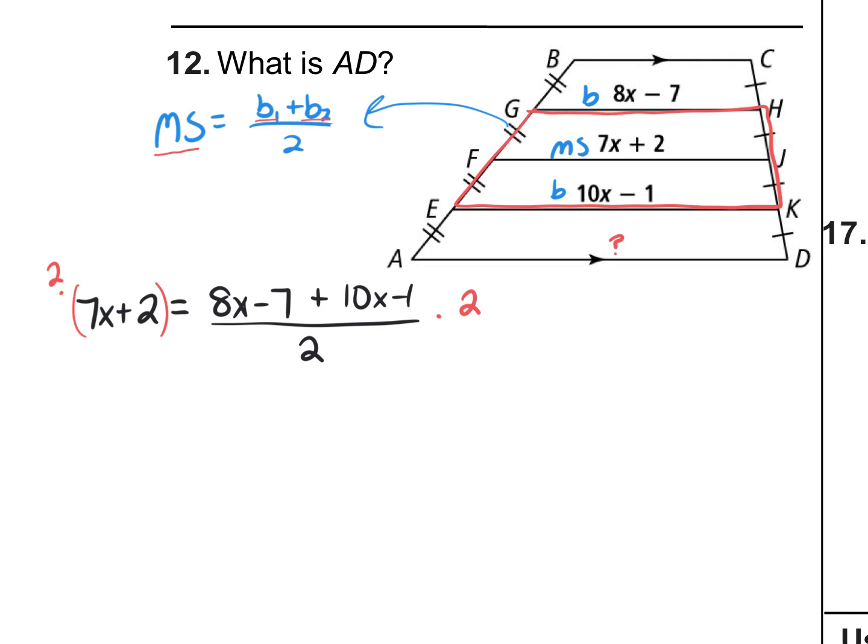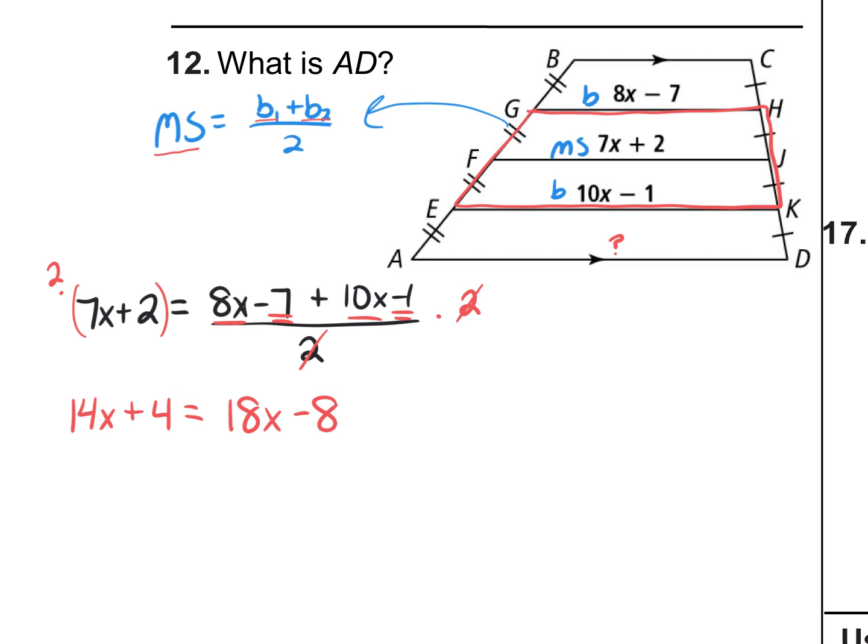Okay, so 2 times 7 is 14x, yep, and then 2 times 2, 4. Do you agree these 2's cancel out? Okay, what can I do on the top here? Combine like terms. What's 8x plus 10x? 18x, negative 7 minus 1, negative 8.